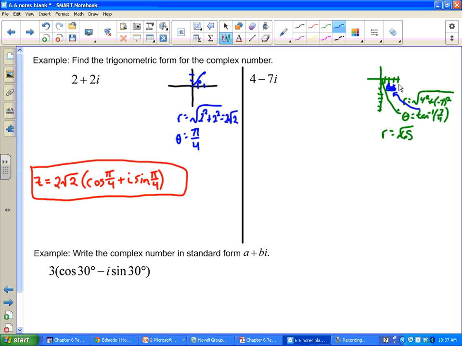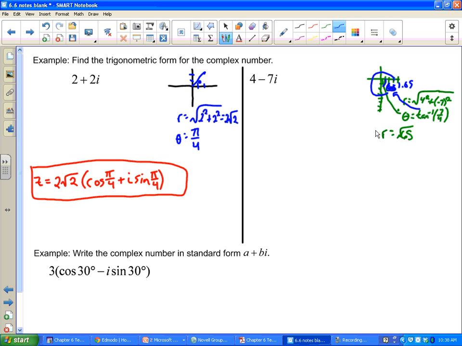Second tangent of 7 over 4. So 1.05 is what that angle is. But I don't actually want this angle right here. I want the angle to get all the way around. So I want to do 2 pi minus that. So type in 2 pi minus, I can answer.